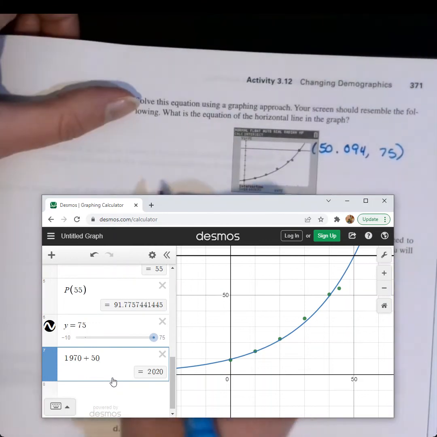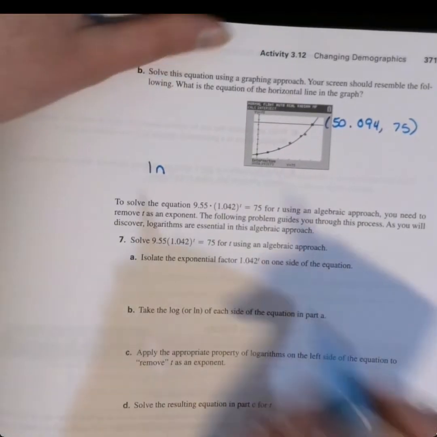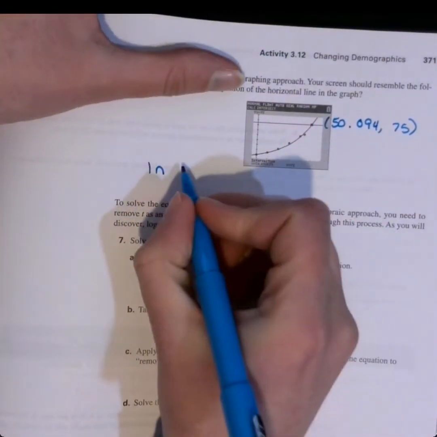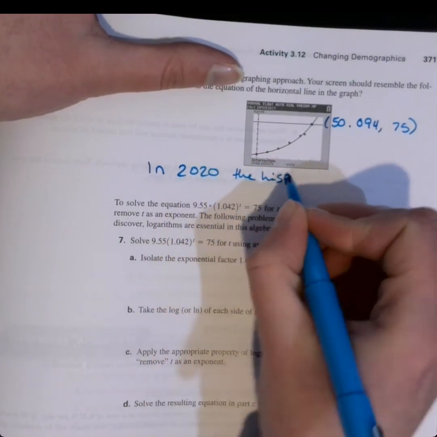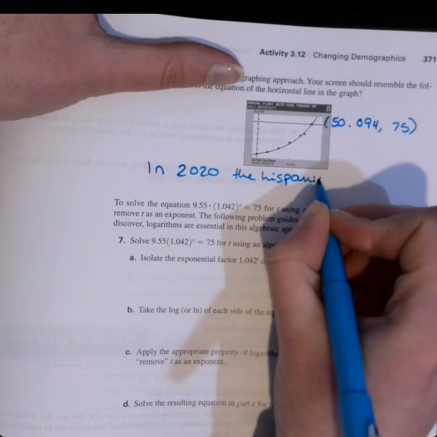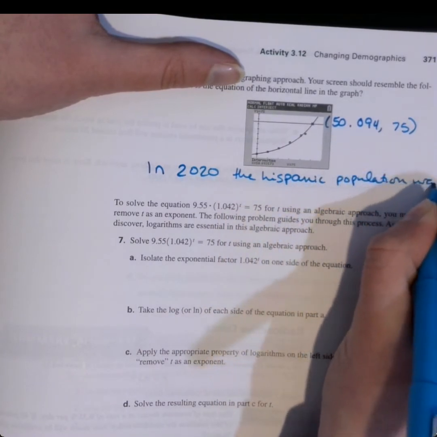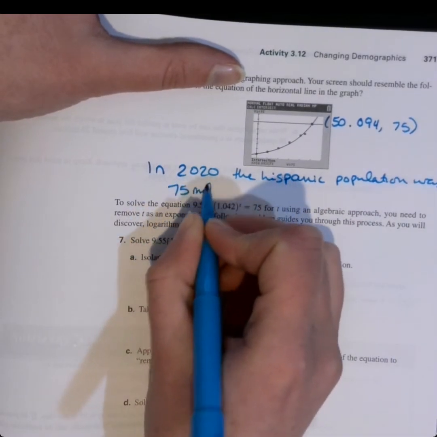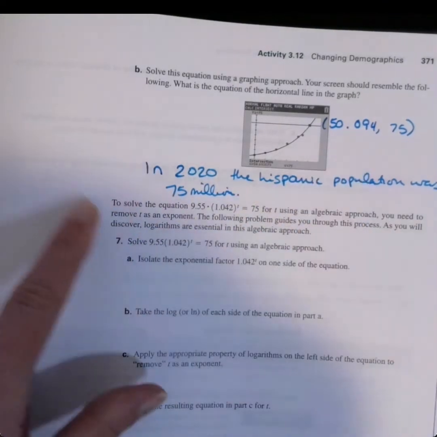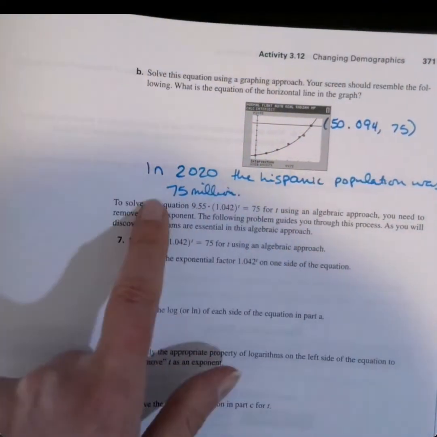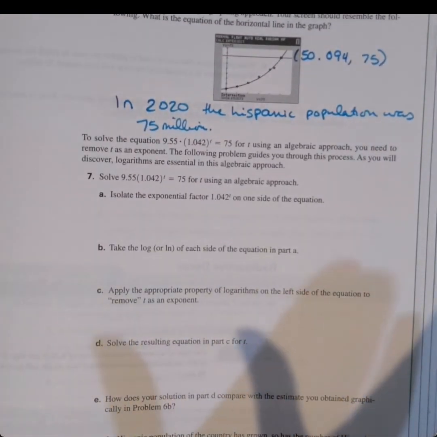Okay. So we would finish our answer within 2020. The Hispanic population was predicted to be 75 million. So the 50 isn't actually the number they're looking for. They're looking for the year, and so we would add on to our starting year to get the year for the prediction. Okay, that's the graphical version for how to solve.